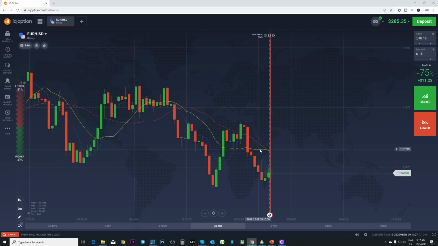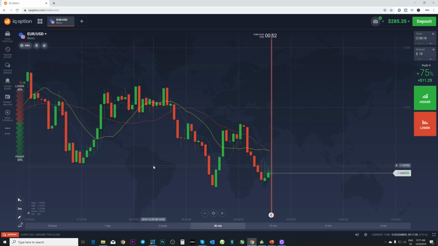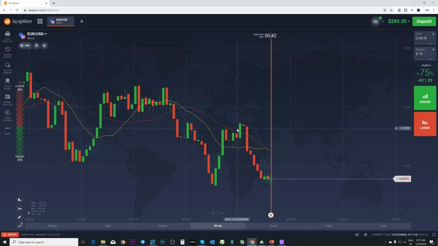Example here. Right now, the blue line is going down across the yellow line, but the red line is above. If the red line is above, I wouldn't enter it. It's too risky. So that's what I mean by that. All right. Right now it's a call in this area where the blue line is actually crossing the yellow line, but the red line is above.